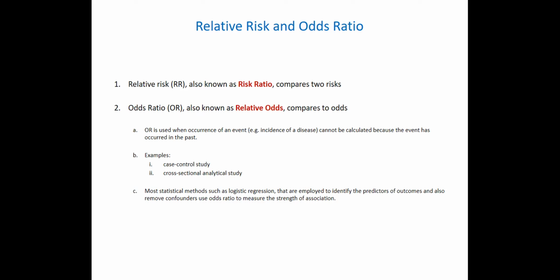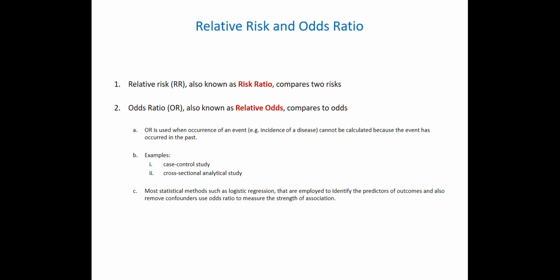When you want to do some analysis, such as logistic regression, irrespective of the type of study you are doing, the statistic for it is the odds ratio. We told you that you cannot calculate relative risk, but there's also a way you can convert odds ratio to relative risk. So, for example, in a case control study and a cross-sectional analytical study, that's where you use odds ratio.